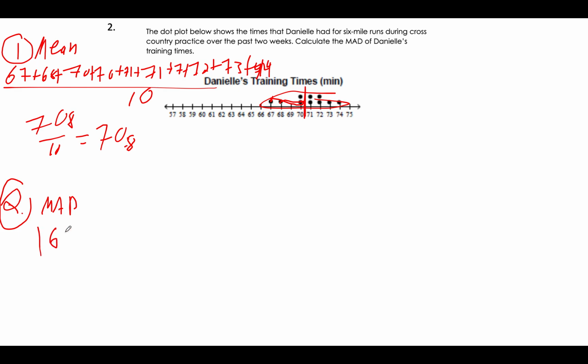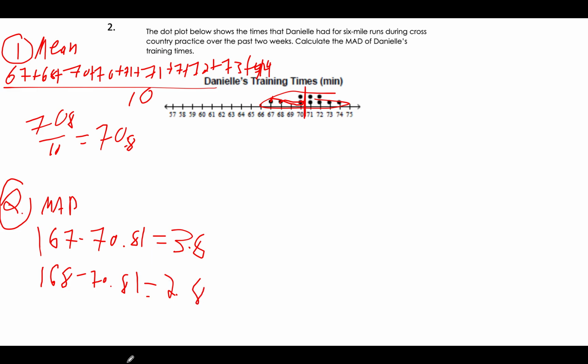So we're going to do 67, absolute value of 67 minus 70.8. So to find the distance between those two, 67 minus 70.8 is going to be 3.8. So that means that between the average time and what she ran, 67 minutes, was 3.8 minutes. So this is the next one, 68 minus 70.8. That's going to give us 2.8.